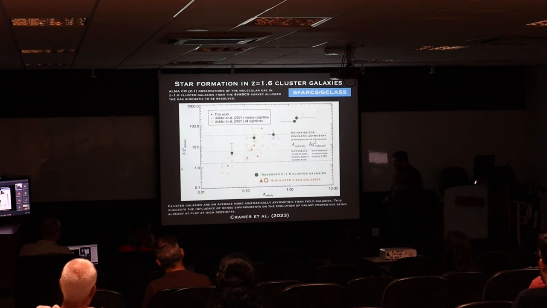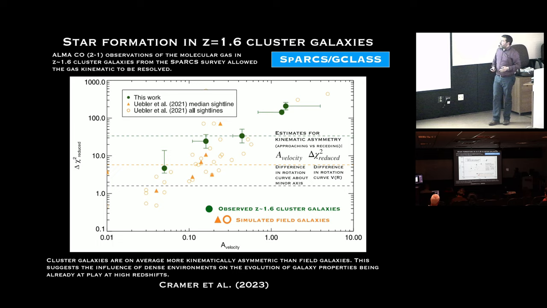This is another one for these galaxies at redshift 1.6, also observed with ALMA. This is more technical, but basically there are two quantities on this plot, both in the vertical axis and the horizontal axis. They are estimates for kinematic asymmetry. I don't have time to go into the details. Here's a brief description of what those quantities actually mean, but you can go to this recent paper where you can see the definition.